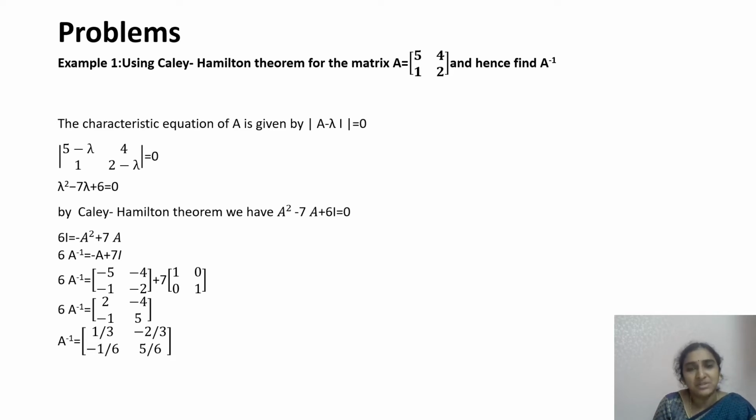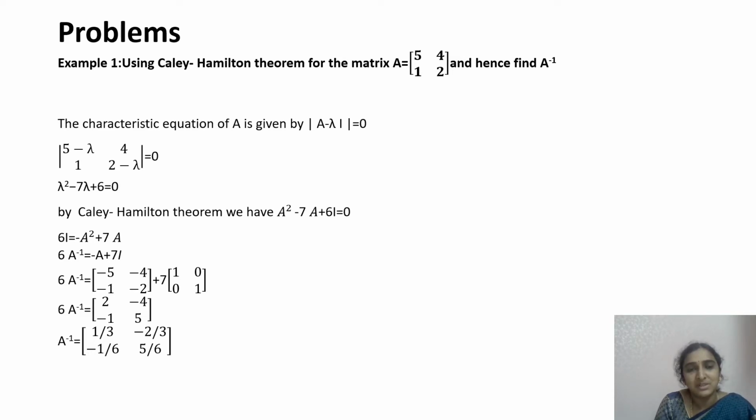Using the Cayley-Hamilton theorem, for a given matrix, we are supposed to find A inverse. The given matrix A is [5, 4; 1, 2]. The characteristic equation of A is given by determinant of A minus lambda I is equal to 0. Hence, the determinant of [5 minus lambda, 4; 1, 2 minus lambda] is equal to 0. That would result in lambda square minus 7 lambda plus 6 is equal to 0.